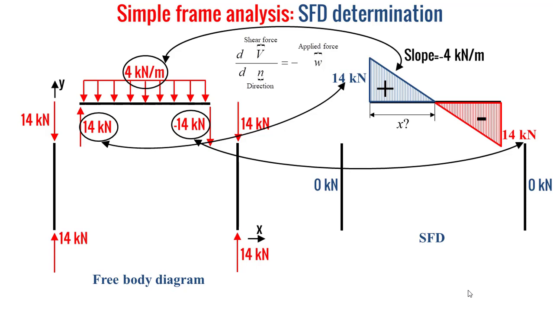We can determine also where on the beam the shear force will be equal to 0 by applying the equation of the line indicating the variation of the shear force along the beam, and we will find finally that the shear force will be equal to 0 at the midspan, which is x equal to 3.5 meter.